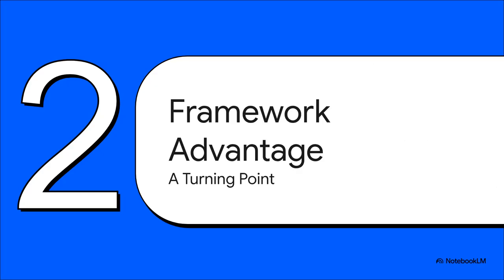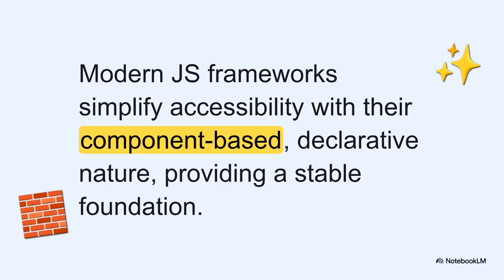Now, for a long time, getting all of this right was a heavy lift, and it was pretty much all on the developer to remember every single rule. But things are changing. We're at a real turning point, and it's all thanks to modern frameworks. Think about frameworks like React, Vue, or Angular. Their whole component-based model gives us the consistency that's a massive win for accessibility. And because they're declarative, meaning we tell them what we want the UI to look like, not how to do it step by step, they give us a much more stable and predictable foundation to build on.